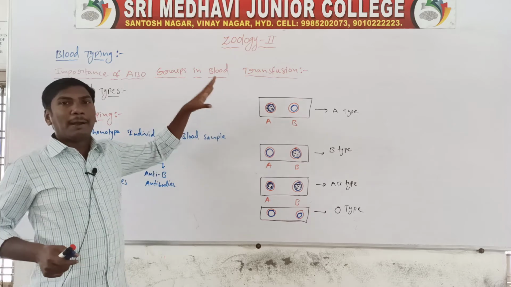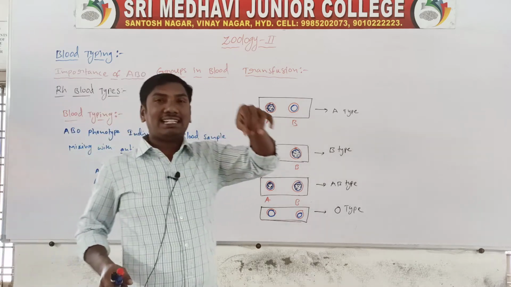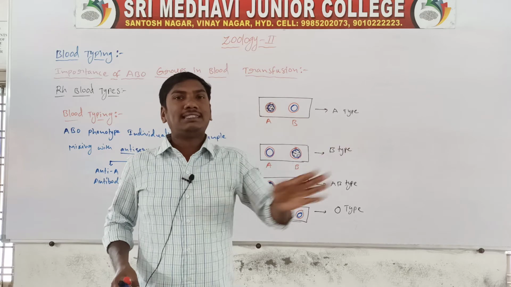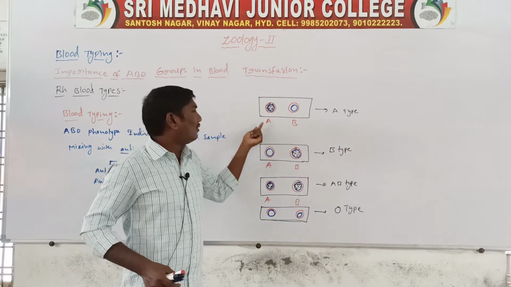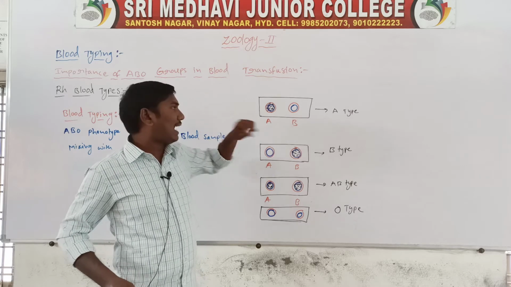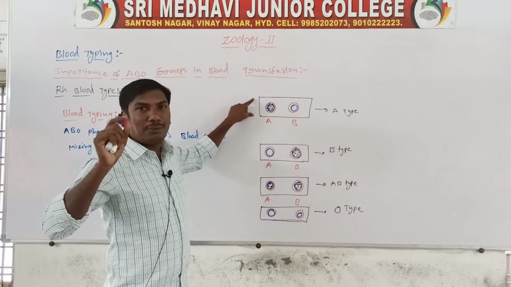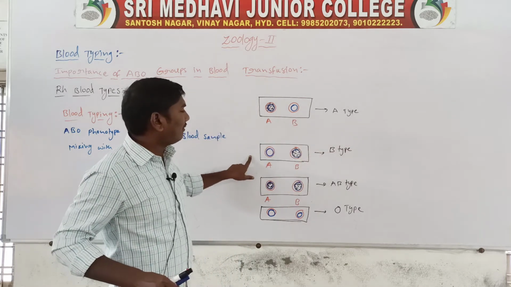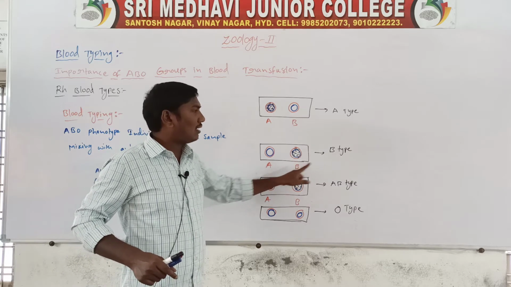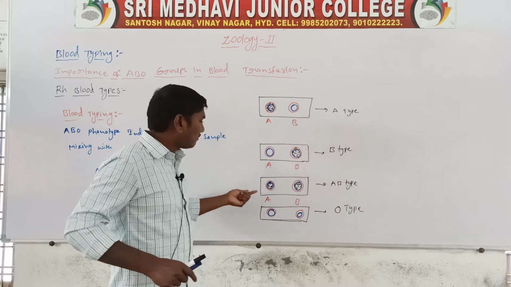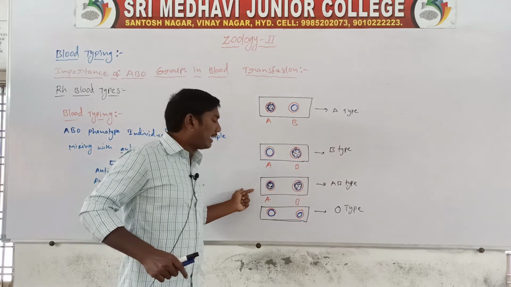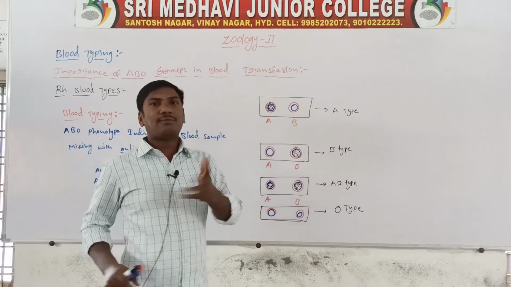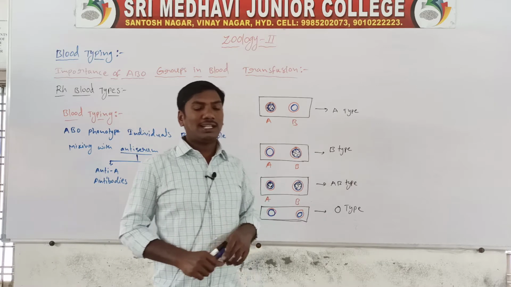To summarize: first, the blood sample is mixed with anti-serum, which contains two types of antibodies, anti-A and anti-B. If clumping forms only in the A sample, the blood group is A type. If clumping forms only in the B sample, it is B type. If clumping forms in both A and B, it is AB type. If there is no clumping, it is O type blood group. So that is blood typing.